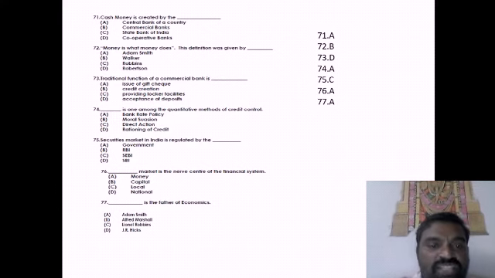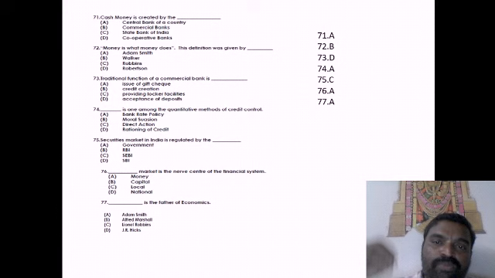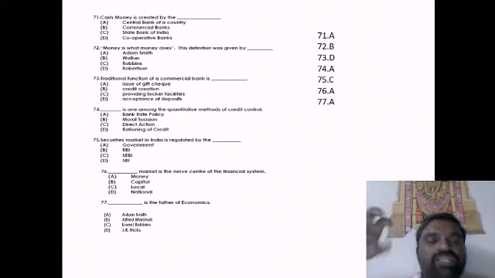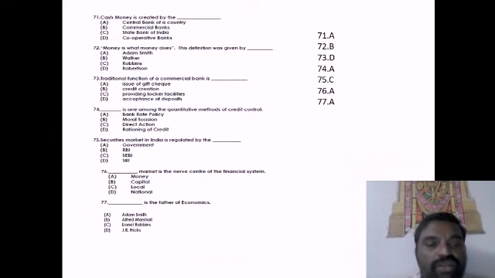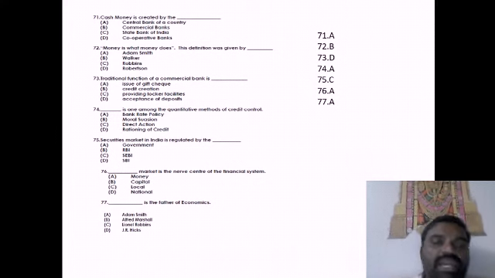The traditional function of the commercial bank is nothing but D, acceptance of deposit. Initially banks were formed for the purpose of accepting deposits and lending loans, and afterwards credit creation, providing locker facilities, or issuing of gift cheques, etc. came into existence.